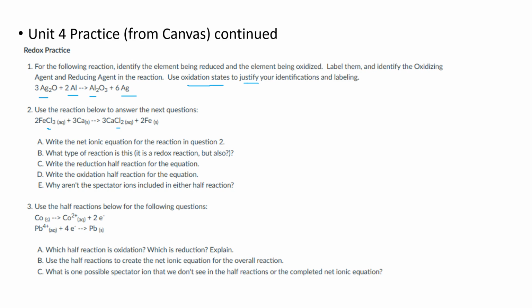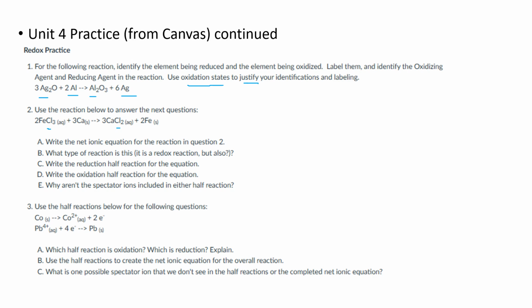That's your net ionic equation. B, what type of reaction is it? It is a redox, but it is also a single replacement, so we have to keep those chemical equation names in our brains. C, write the reduction half reaction for the equation.